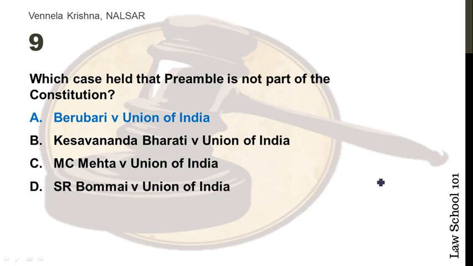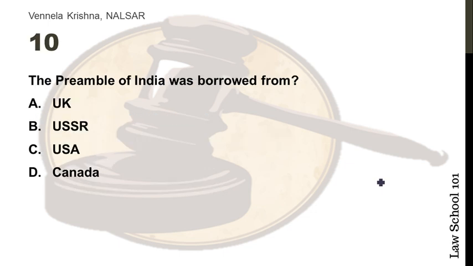But after the series of cases that followed Berubari, the Supreme Court sat in a 13-judge bench in Keshavananda Bharati to hold that the preamble indeed is a part of the Constitution and proceeded to lay down the basic structure doctrine. Now, the preamble of India was borrowed from, the answer is USA. The preamble begins with the words "We the people of India" and declares some fundamental values. This is similar to the USA's own preamble. And another feature that was borrowed from the USA was the Bill of Rights as our fundamental rights. Please do read up on all the borrowed features of the Indian Constitution and where they were borrowed from. There are plenty of them.